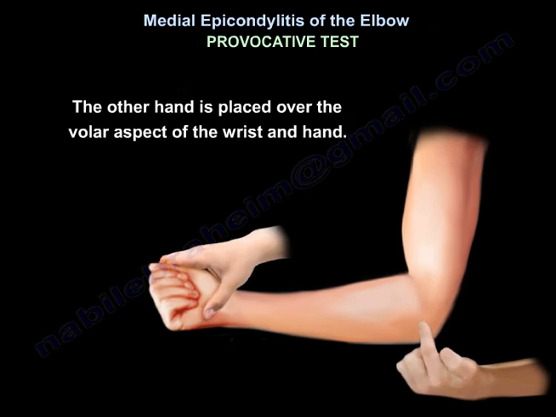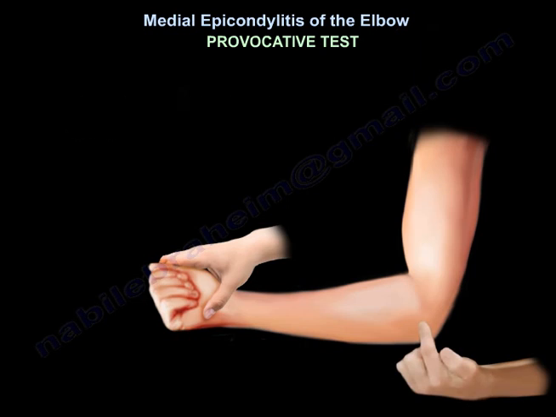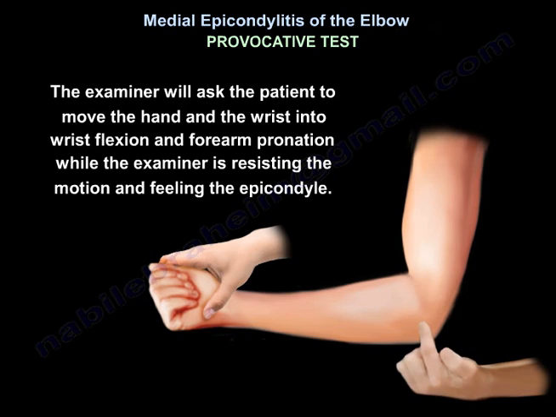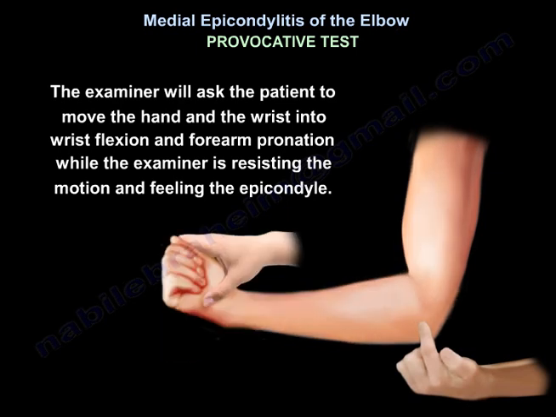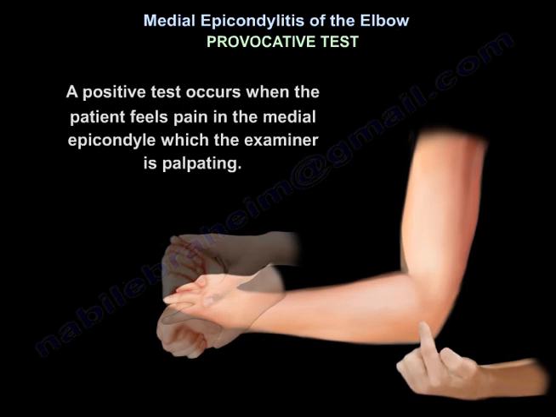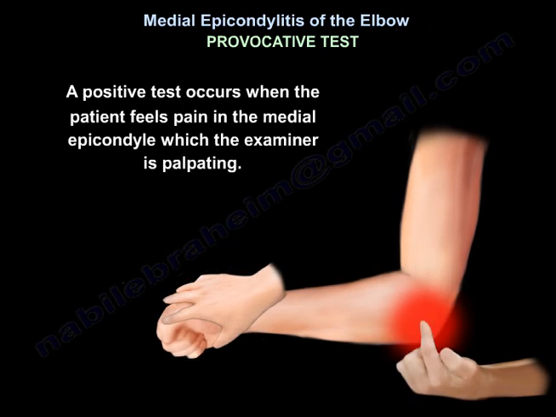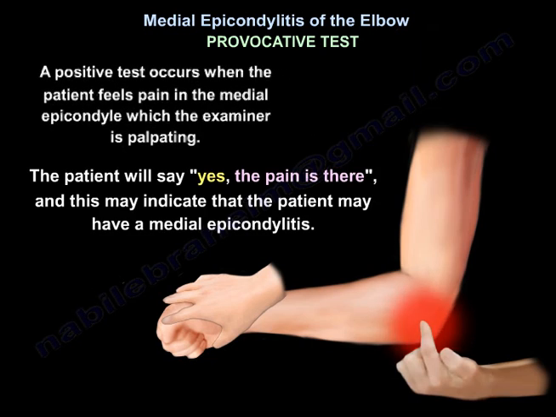The other hand is placed over the volar aspect of the wrist and hand. The examiner will ask the patient to move the hand and the wrist into wrist flexion and forearm pronation, while the examiner is resisting the motion and feeling the epicondyle. A positive test occurs when the patient feels pain in the medial epicondyle, which the examiner is palpating. So the patient will say, yes, the pain is there, and that may indicate the patient may have a medial epicondylitis.